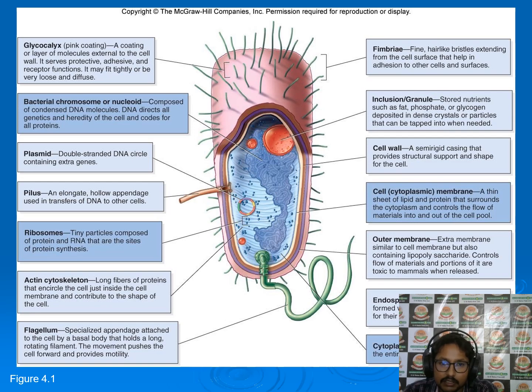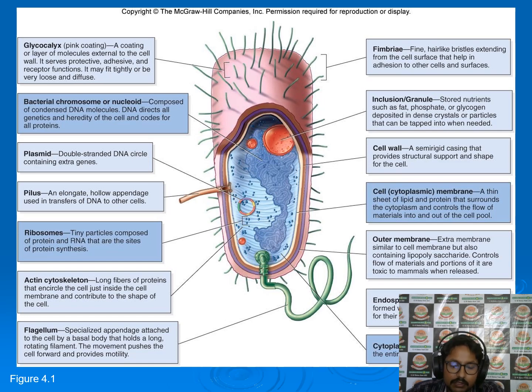Next structure is an internal structure, the bacterial chromosome, and it is called the nucleoid. We won't call it a nucleus because the genetic material is loosely spread across the cell, so it is called nucleoid DNA. Next one, plasmid, which is extra chromosomal, double stranded DNA. Next, pilus, which is a hollow appendage used in the conjugation process for the transfer of DNA from one bacteria to another bacteria.